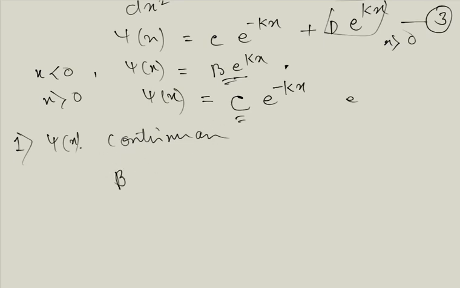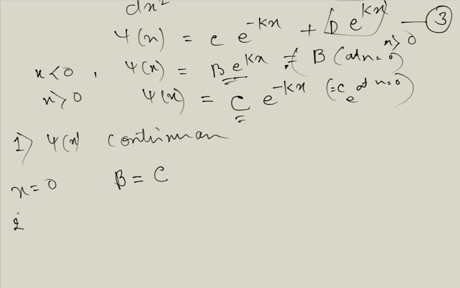As psi of x should be continuous, at x equals 0 we should have b equals c, as this is equal to b at x equals 0, and this is equal to c at x equals 0. For the function to be continuous, it should be b equals c.